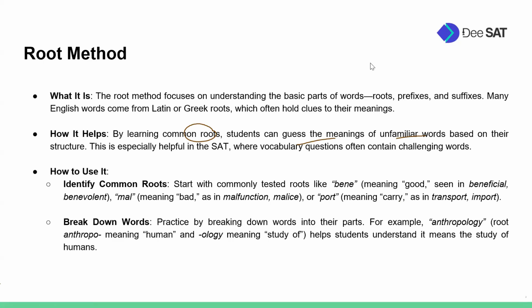How to use the root method? The root method has application in the following manner. You begin by identifying the common roots. For example, bene. Bene, which means good. So if you see the word like beneficial or benevolent, you know that it has to have a positive tone because you're talking about the root good. On the other hand, you have the root mal, which means bad. So the moment you see the word malfunction or malice, even if you do not know the exact meaning, you can predict that the tone for these words is going to be something negative because the root itself is negative.